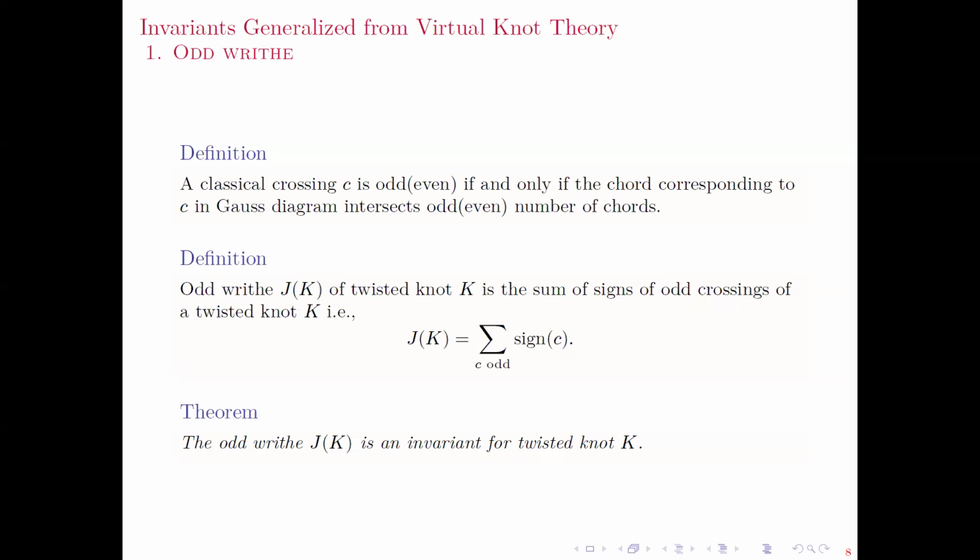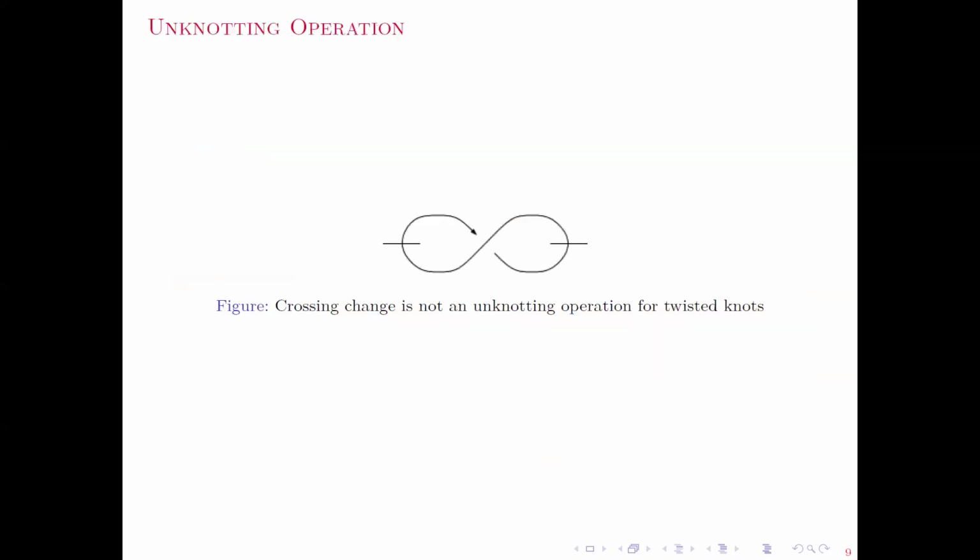Now I want to talk about unknotting operations. This is a one-foil twisted knot diagram, and you can see even if you change the crossing from over to under, it is the same. You can't unknot this knot because of the forbidden move T4 that looks like R1 with a bar. So you can't open this loop. So crossing change is not an unknotting operation for twisted knots.